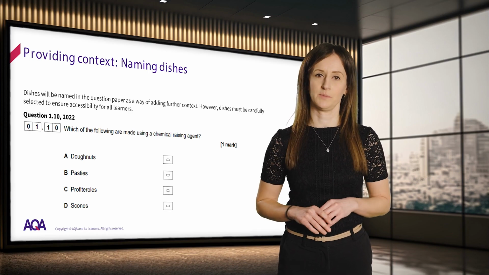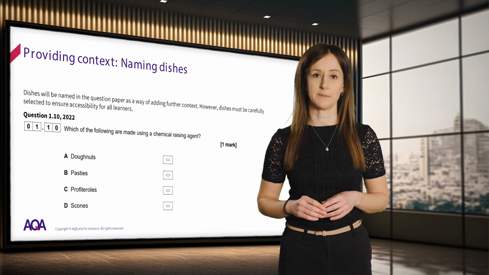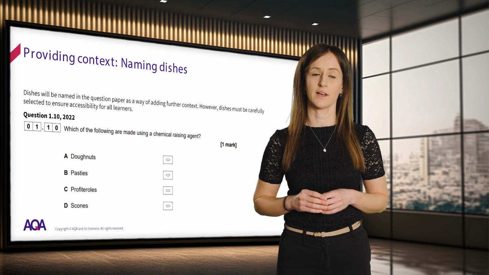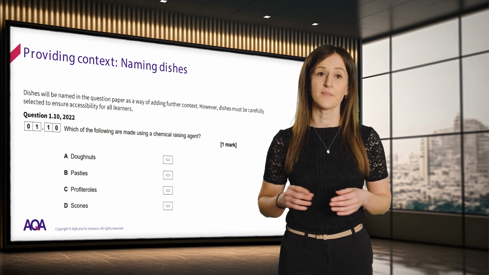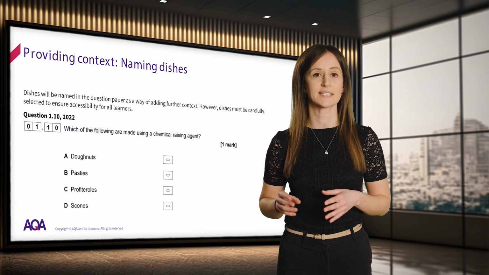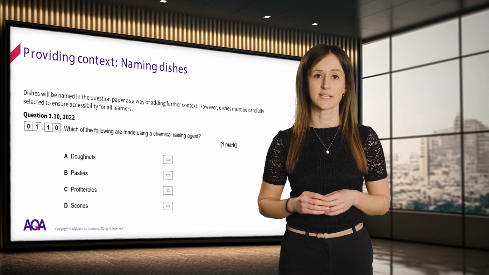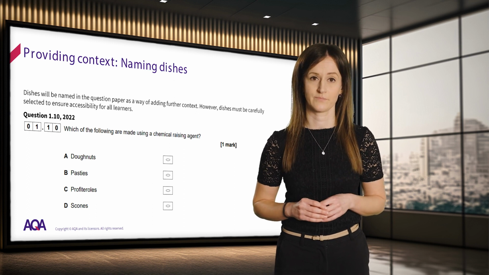Given the nature of the question paper, a range of dishes will be named in Section A and Section B to provide students with context when answering questions. However, these must be carefully selected to ensure accessibility for all students. For example, this question identifies dishes that should be known to all students.